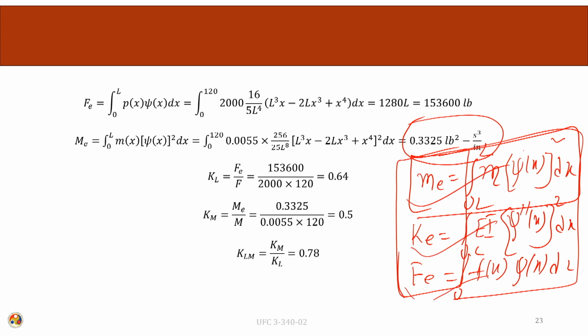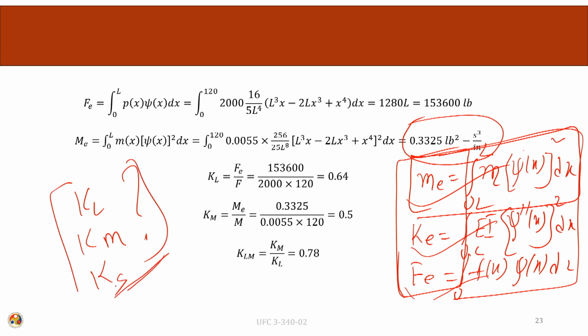So, if we can calculate this, then what was the use of introducing one more quantity, the load factor, mass factor and stiffness factor? What was the use of these quantities? So, let us look into the use of these quantities. Let us look into the easiest one, the mass factor.